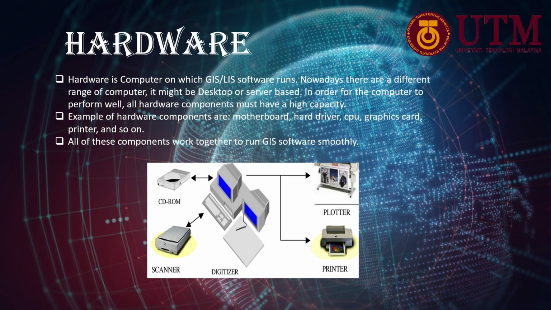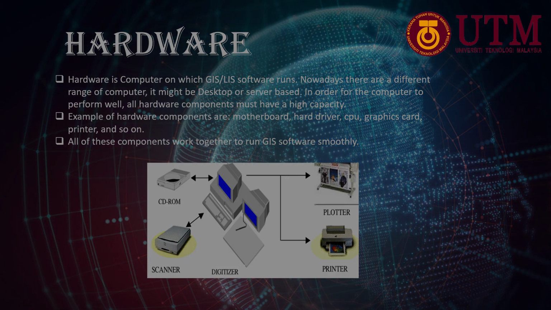For hardware, it is the computer on which GIS or LIS software runs. Nowadays, there is a different range of computers. It might be desktop or server-based. In order for the computer to perform well, all hardware components must have a high capacity. Examples of hardware components are motherboard, hard drive, CPU, graphic card, printer, and so on. All of these components work together to run GIS software smoothly.